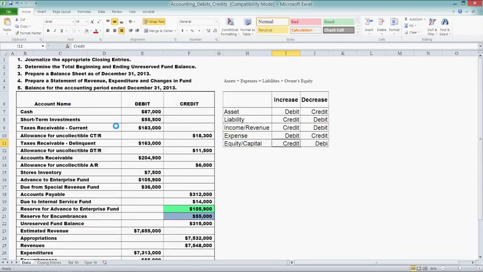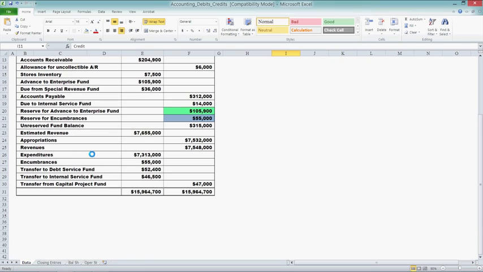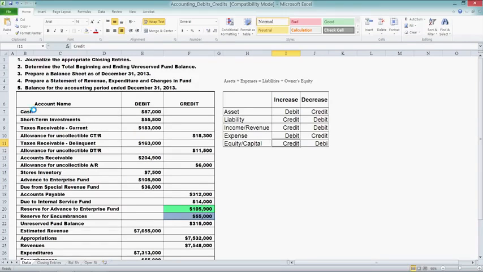We're dealing with the hypothetical city of Citytown in the year 2013. And here we have just some random numbers. Cash, $87,000. Debit. So that means that we have an increase in assets, or an increase in cash, of $87,000.